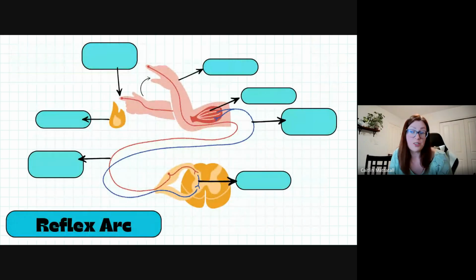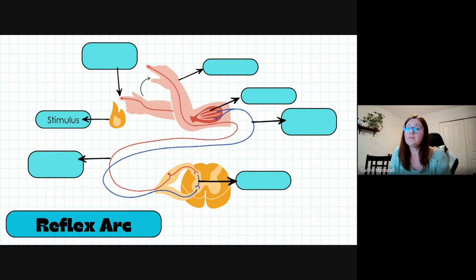And regardless of what type of reflex we look at, same steps every single time. You need to know these steps. You need to be familiar with a reflex arc diagram. I'm going to show you lots of different types over the next few days. You will get a reflex question on your diploma exam. I promise.